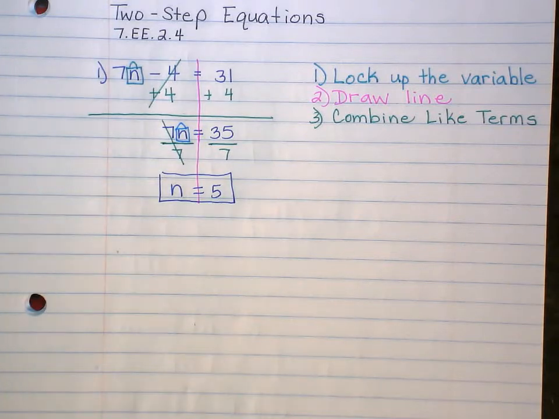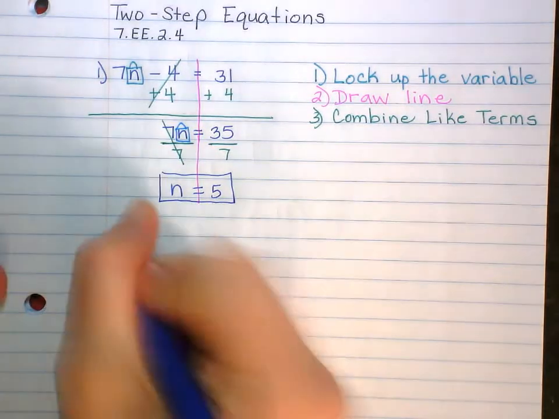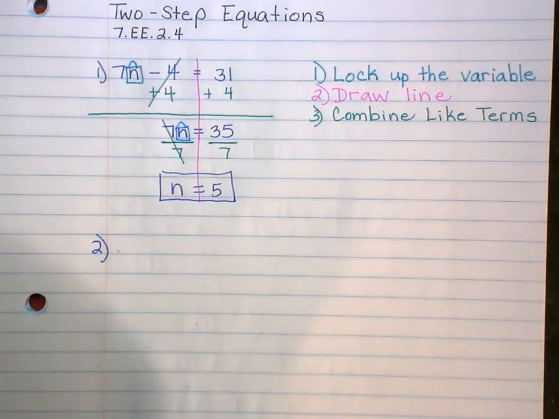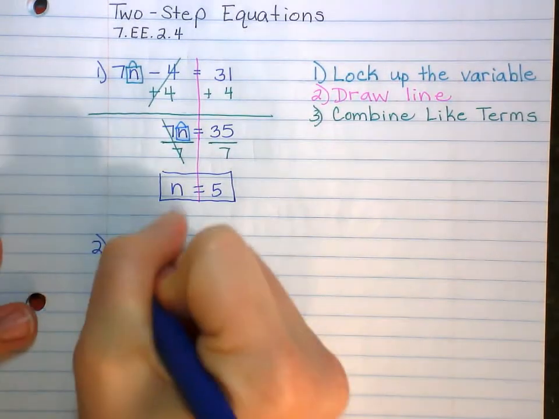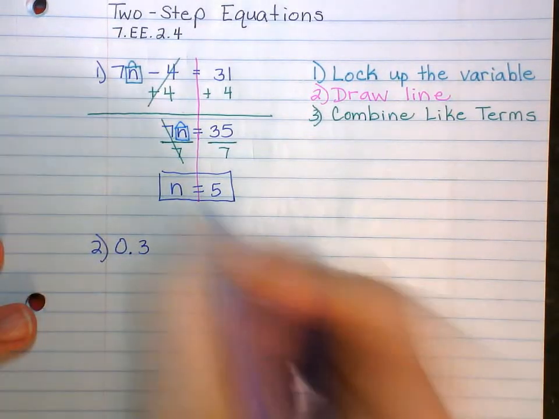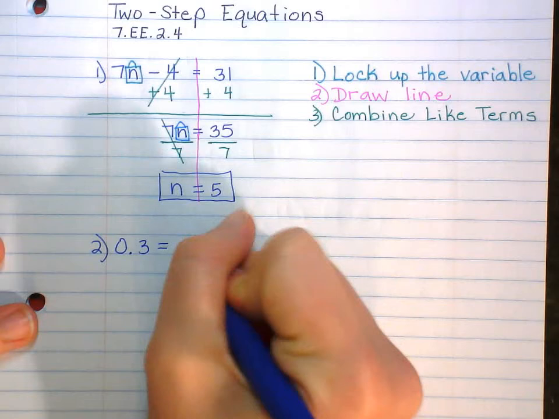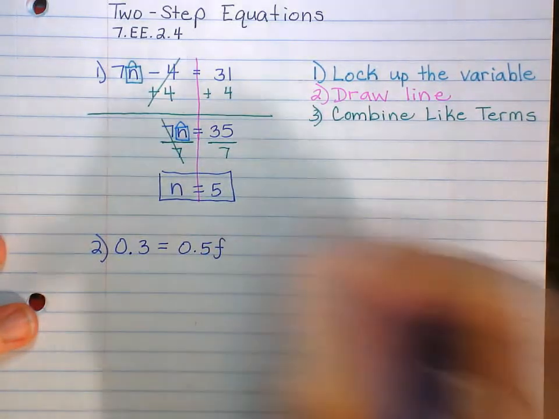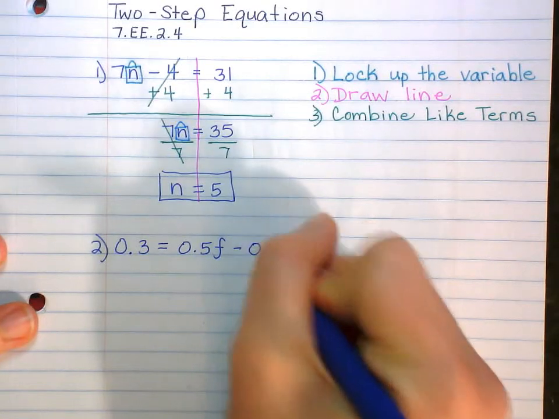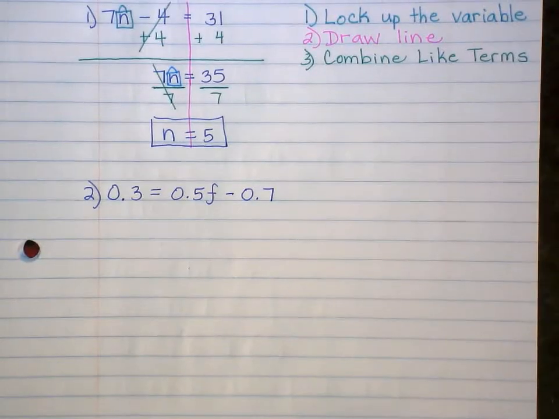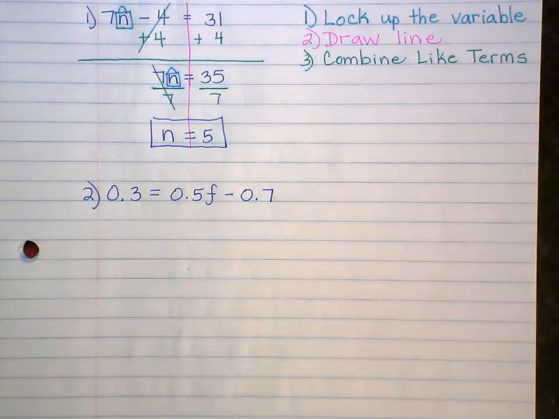All right, so let's do another problem just like this. A little bit more difficult. It's going to have some decimals, but you know what? That's not scary. It really isn't. So 0.3 equals 0.5 f minus 0.7. Okay, so write it down and then try to follow the steps.